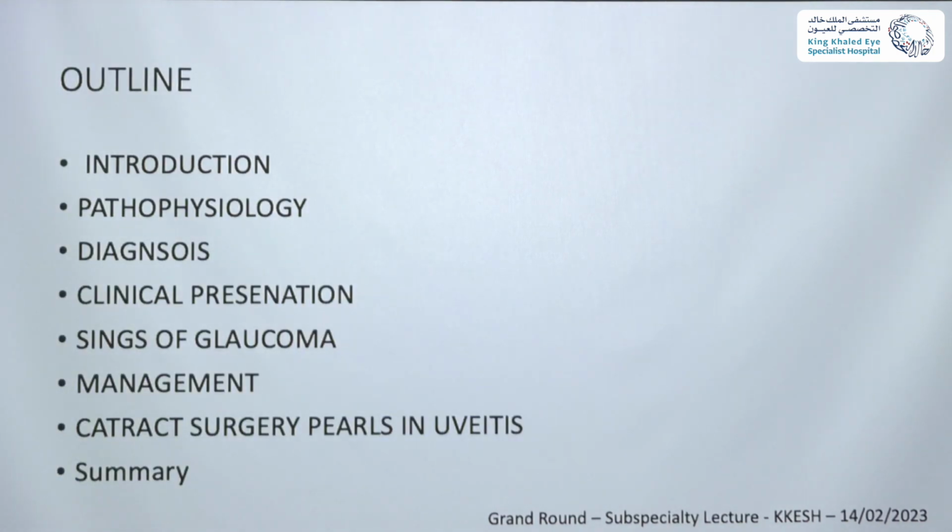The outline of the talk is we're going to go through a brief introduction about uveitic glaucoma, and we're going to understand more about the pathophysiology, the diagnosis, and the clinical presentation, and we will enumerate and see together the signs of glaucoma, and therefore management. And if there's some time left, we can go through the cataract surgery pearls in uveitic cases, and just a short summary at the end.